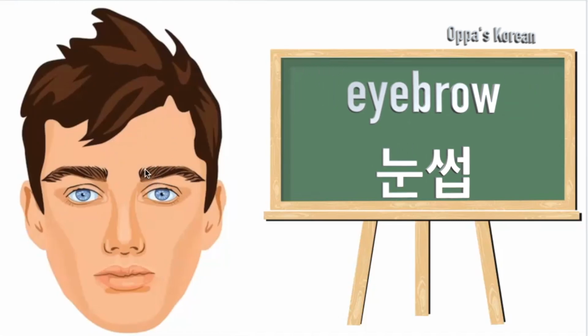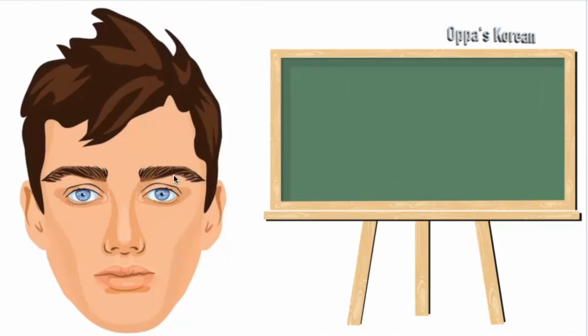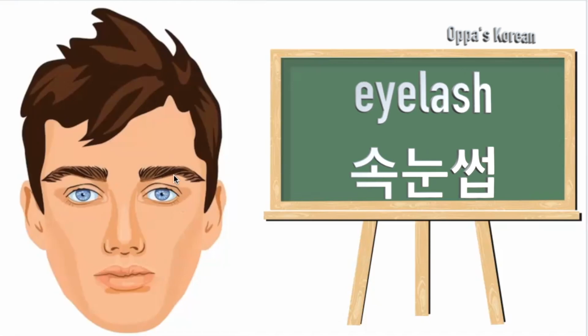And this part, eyebrow. Eyebrow is 눈썹. For your information, eyelash is 속눈썹.